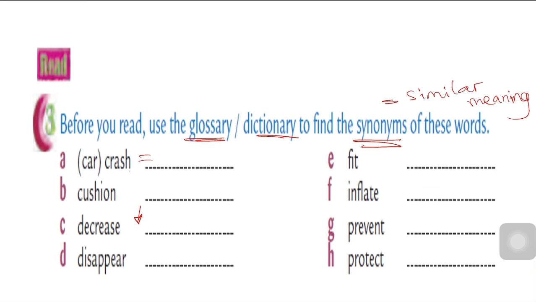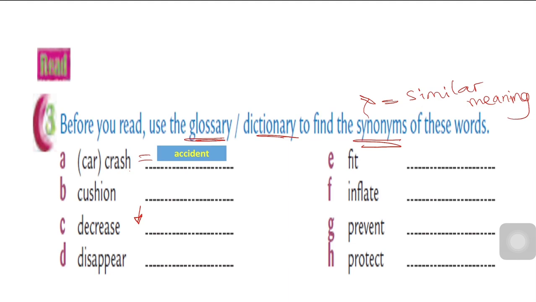Before we read in exercise 3, you can use, of course, a glossary or a dictionary to help you find the synonym. A synonym means a similar meaning, okay? So we need to know a similar meaning to these words, like a car crash. What is a car crash? We need another word. Very good.